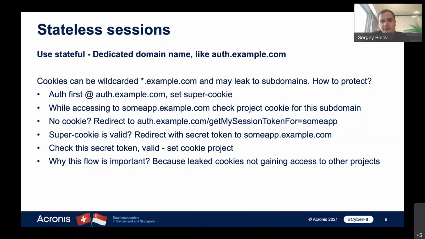It should be a one-time token, so it can be used only once. And then check on the server side, from some app to ourexample.com. If the secret token is valid, just set a cookie for the project. It means that if the session cookie is somehow leaked from one project, it won't give access to other projects. So that's why it's very important and usually implemented if you have a number of different subdomains and you want to use the same session.